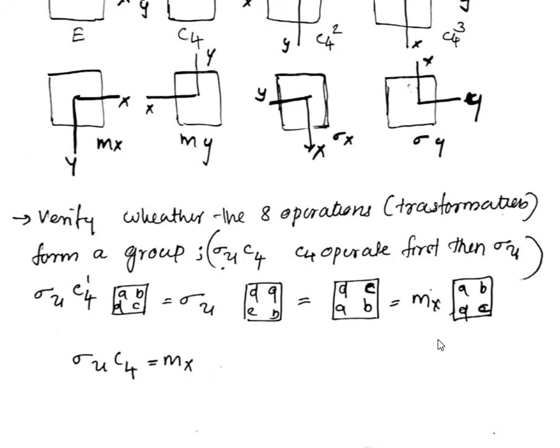This is nothing but mx acting on a b c d. We just look at what happened to mx acting. mx acting on a b c d means here this x is in this direction, then a b and d c are interchanged. You will get d c here, a b here. So this is a kind of sigma u c4 dash. So sigma u c4 can be written as mx. So these operations obey the closure property.